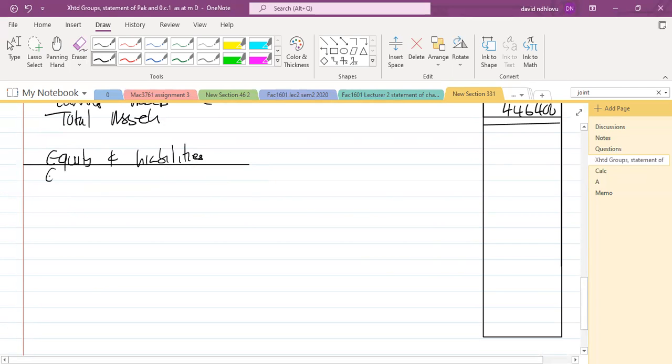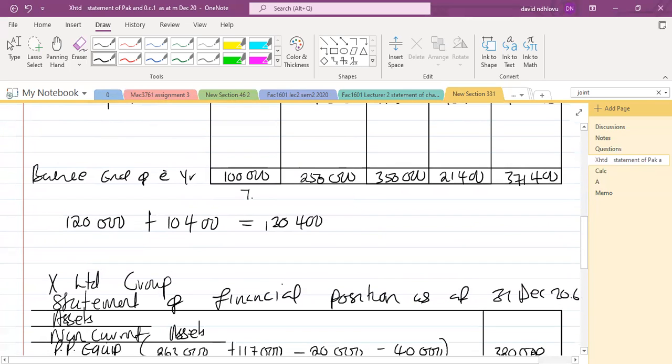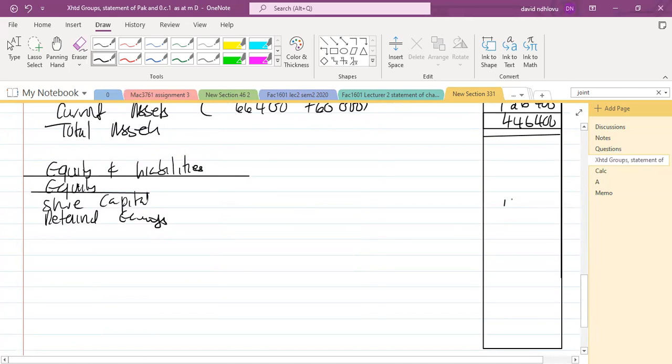Right, equity, we always start with equity. Our equity is made up of share capital and retained earnings. We don't have to calculate anything here. We plug it from the retained earnings. We already have our closing values. So there is 100 in share capital, and an amount of 250,000 in total, which gives us a total of 350.